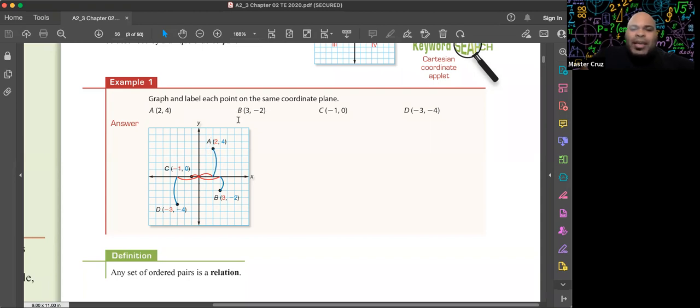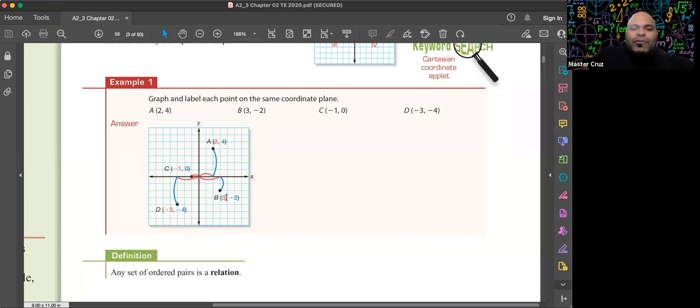B is (3, -2). So you count 3 to the right because it's positive 3. So 1, 2, and 3. And then you go from there 2 down, 1 and 2. And here's my point B. It's very important that you understand that I don't plot 2 points from the same coordinate plane. Like, for example, I don't count 3 to the right, plot a point, and then count 2 down and plot another point over here. That is not how that works, right? So it's very, very important that you move left to right and then up or down, and then plot the point.